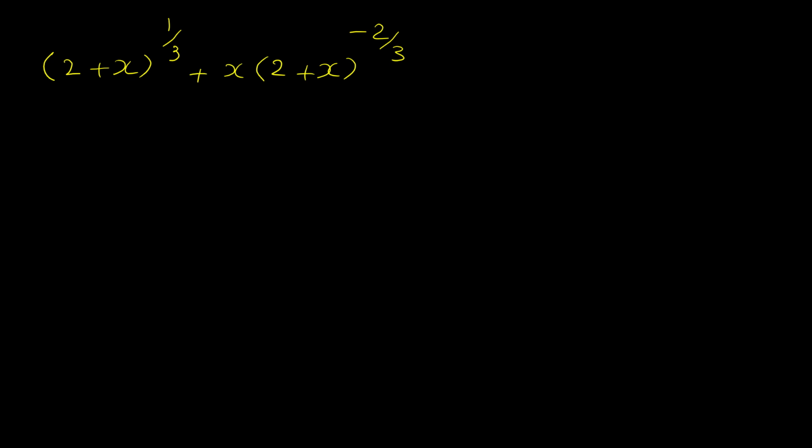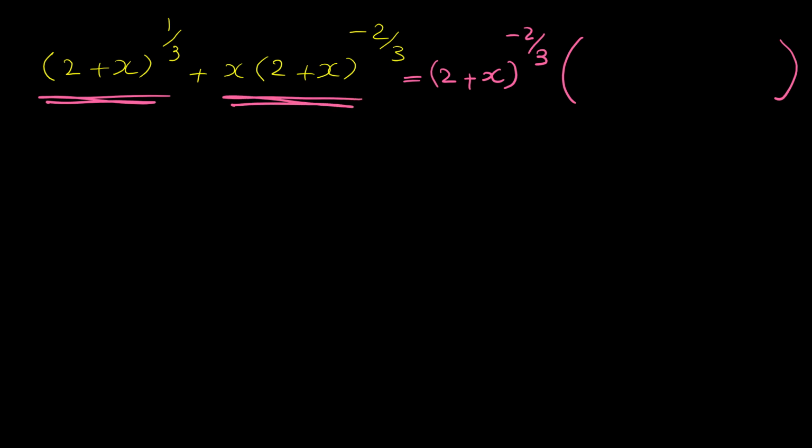Now look at this example: 2 plus x to the power of 1/3 plus x times 2 plus x to the power of negative 2/3. Immediately we notice that this is the common term between these two: 2 plus x. But what power of 2 plus x do we have to factor? Again, the smallest degree. Between this power and this power, this is the smallest because this is a negative power. So here we factor 2 plus x to the power of negative 2/3 from these two terms. This is our first term and this is our second term.